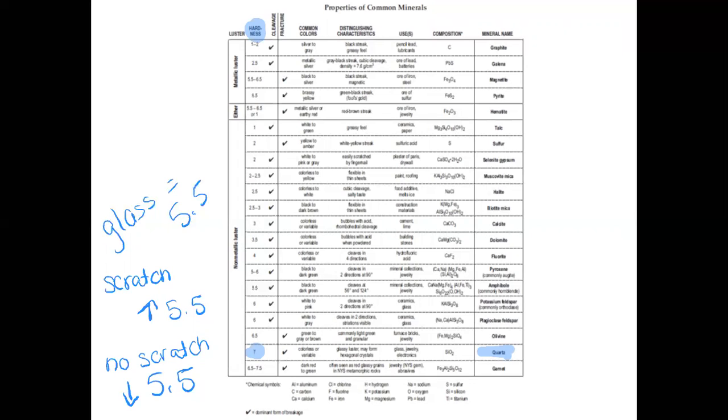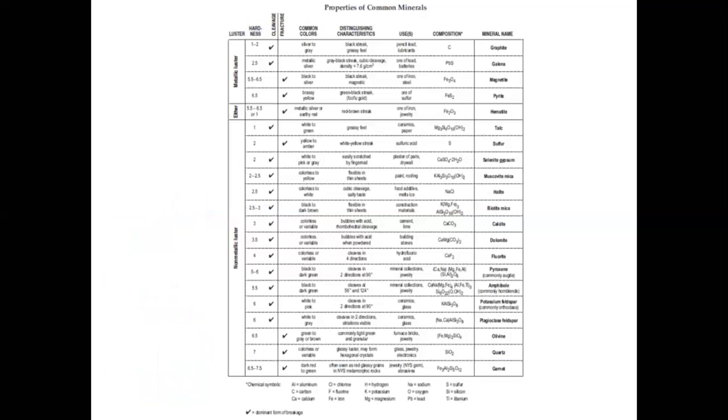Okay? Some of them are kind of in betweens, right? So like this one, biotite mica is 2.5 to 3. That's okay. That's still not as hard as glass, so it wouldn't leave behind a streak. I'm sorry, a scratch. Got to be careful what you say, because streak is a very different thing.